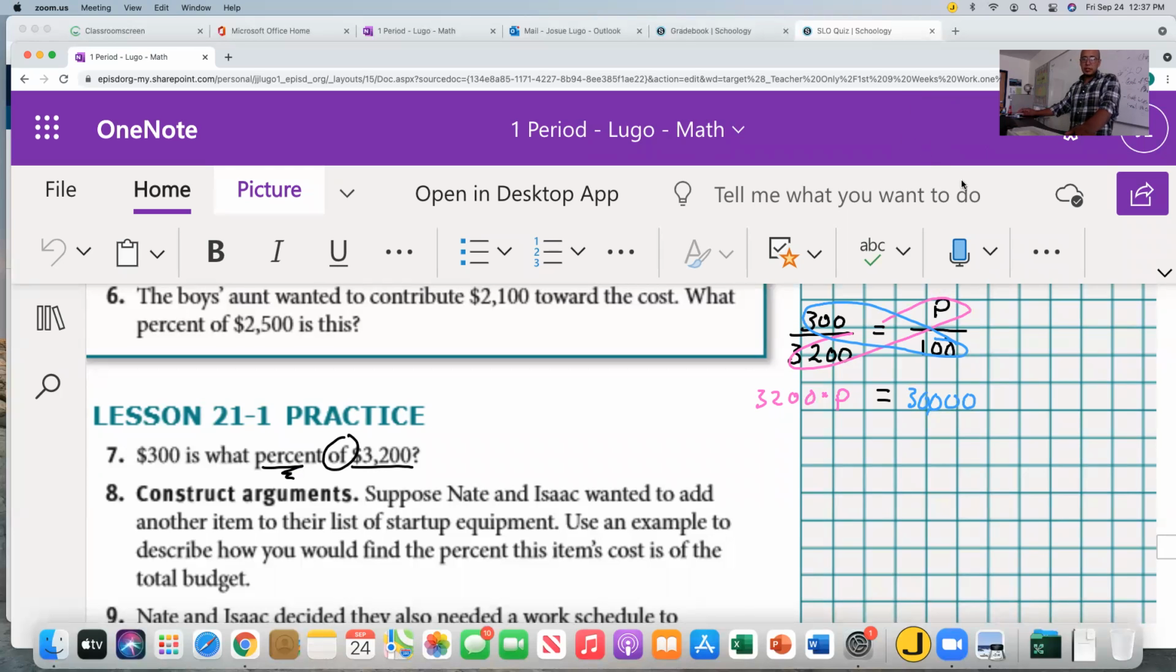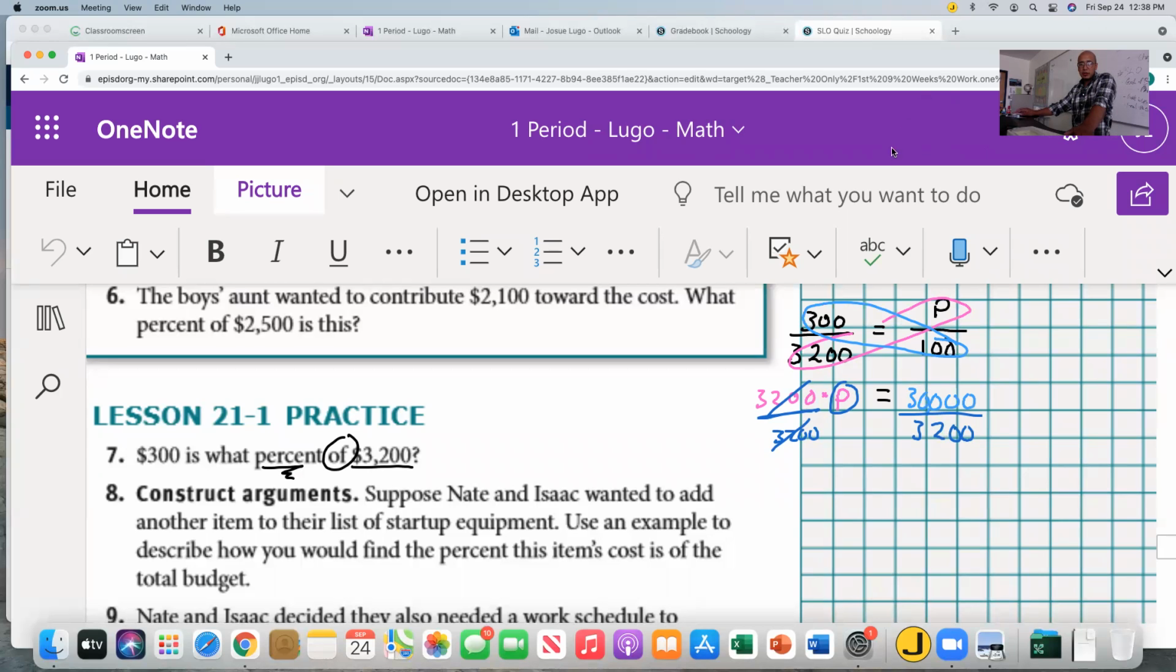Finally, ladies and gentlemen, I'm going to divide by the number next to the letter. The letter is right here, meaning I'm going to divide by 3,200. All right, that's going to cancel out. But whatever I do to one side, we do to the other. I need to divide 30,000 by 3,200. Good. Now, my P, my percent, is going to be 30,000 divided by 3,200.